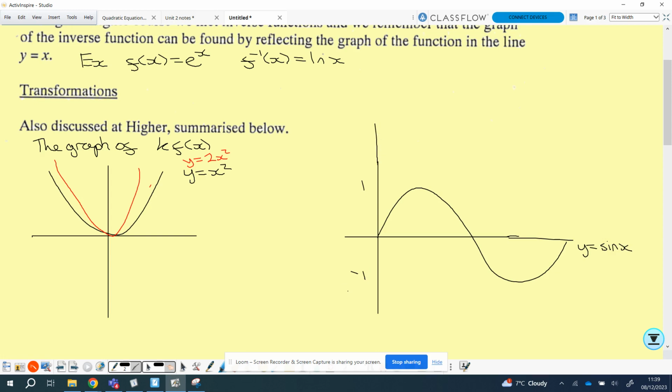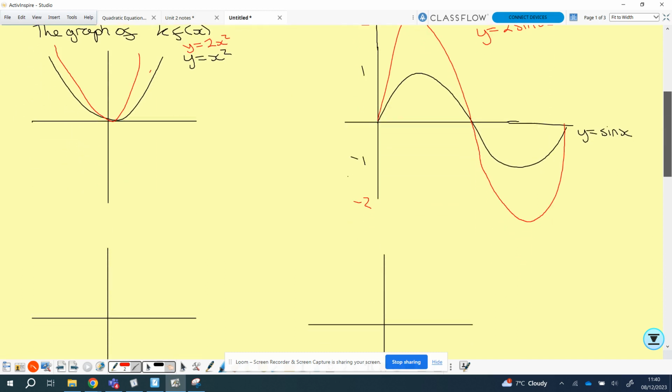If I wanted to draw y equals 2 sine x, we'd go up to 2 and -2. It still crosses at the same points, and the maximum will still be at 90 degrees along its travel. So go along there, curve back down, still cross the axis at 0, and back up at 360. So the red line there is y equals 2 sine x. That was the first time you saw things like that at National 5. There was also a Higher example as well.